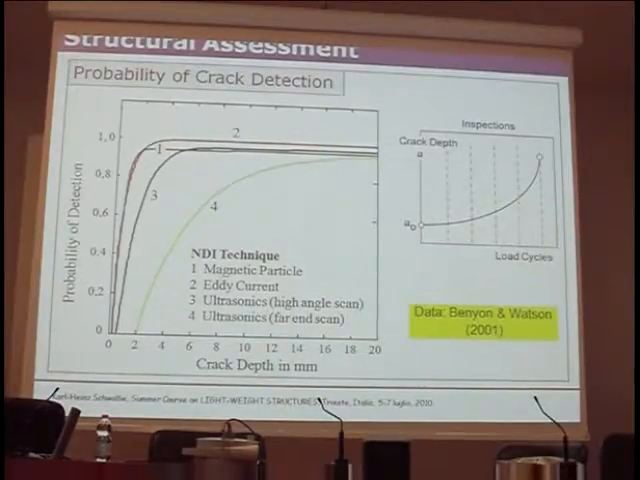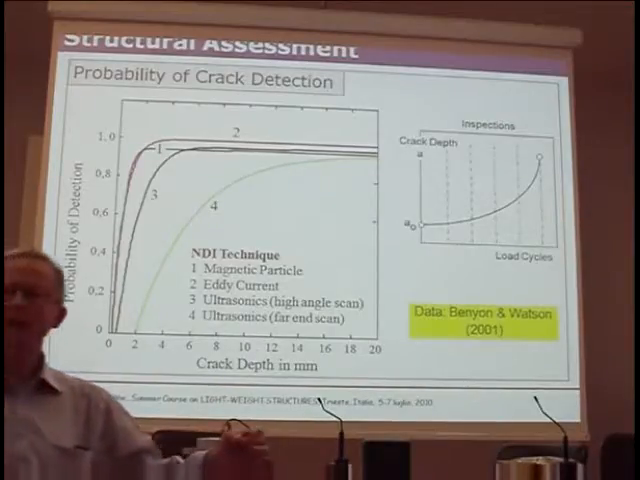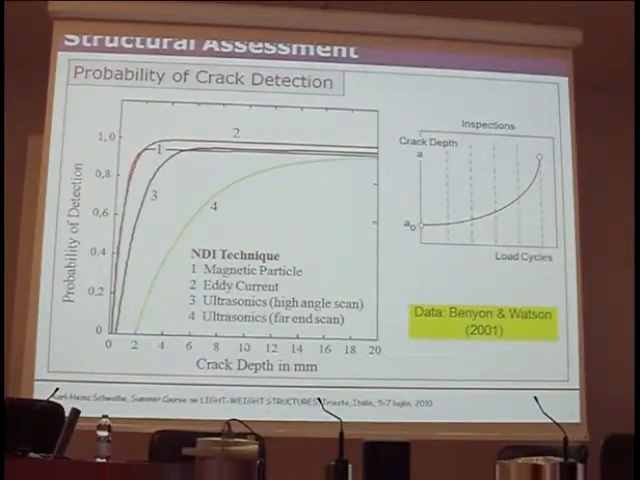Far-end means you have an axle and you attach your transducers at the ends of the axle where the overall resolution is relatively low, but when you walk along the shaft of the axle, then you have a better resolution. And this is shown here, 3 and 4. And what is depressing is that even a crack depth of 10 millimeters using the green technique here gives you only an 80% chance of finding the crack.